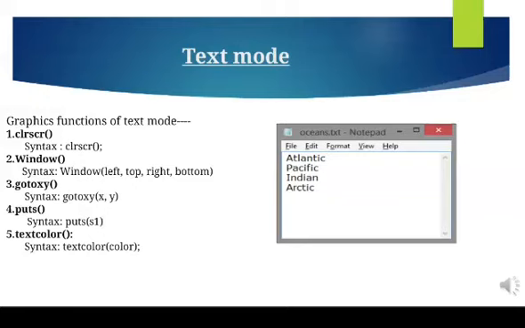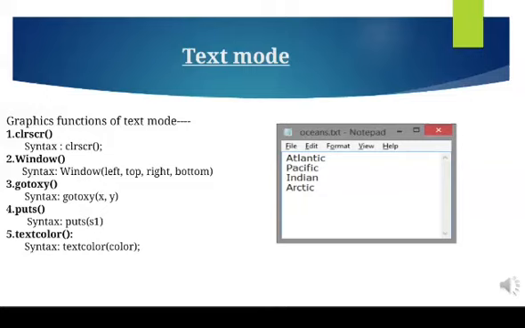Text mode means where we can type textual or alphanumeric data. For example, you can see on your slide an ocean.txt file which is written in Notepad. In this file we have typed Atlantic, Pacific, Indian and Arctic. These are nothing but alphabetical values. In text mode we can type alphanumeric values.